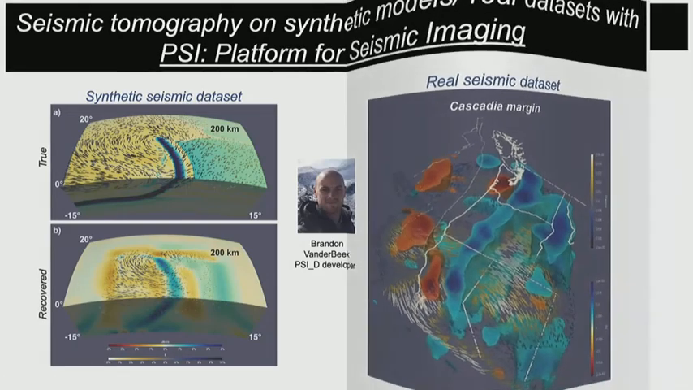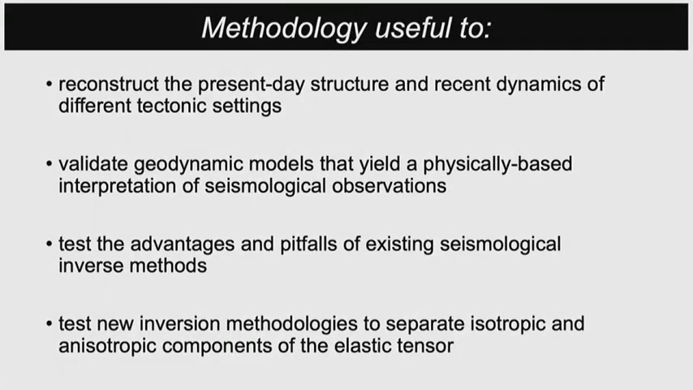So the first conclusion is that this methodology can be useful to reconstruct the present-day structure and recent dynamics of different tectonic settings. It can be used to validate geodynamic models, yielding a physically based interpretation of seismological observations. We can test advantages and pitfalls of existing seismological inverse methods, the artifacts, and how to remove them. And we can test new inversion methodologies to separate the isotropic and anisotropic components of the elastic tensor, which are new techniques that allow us to account for anisotropy and get rid of the artifacts.